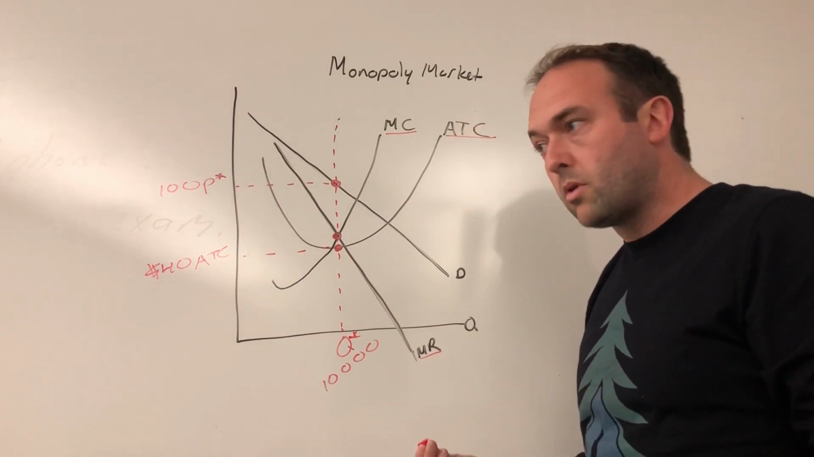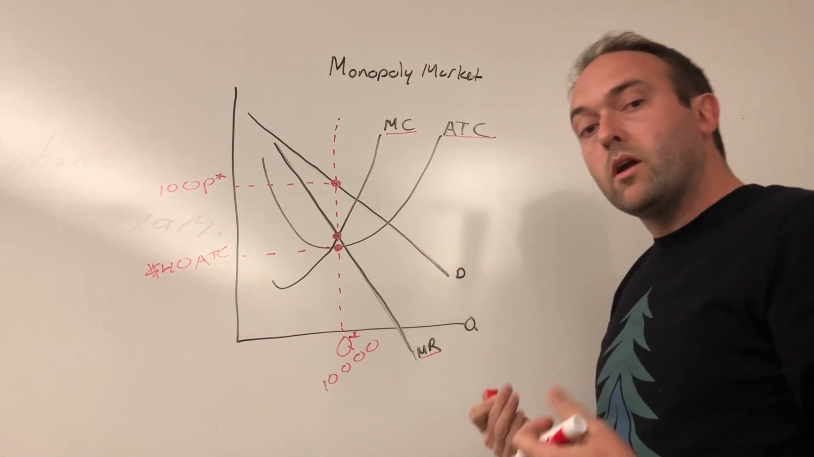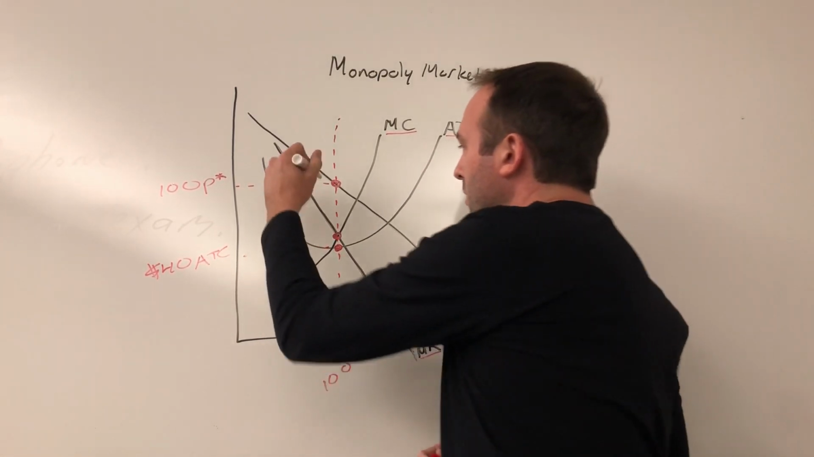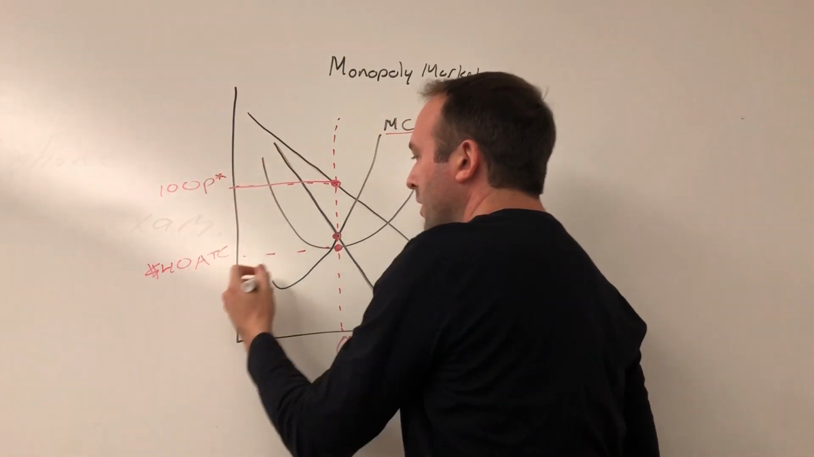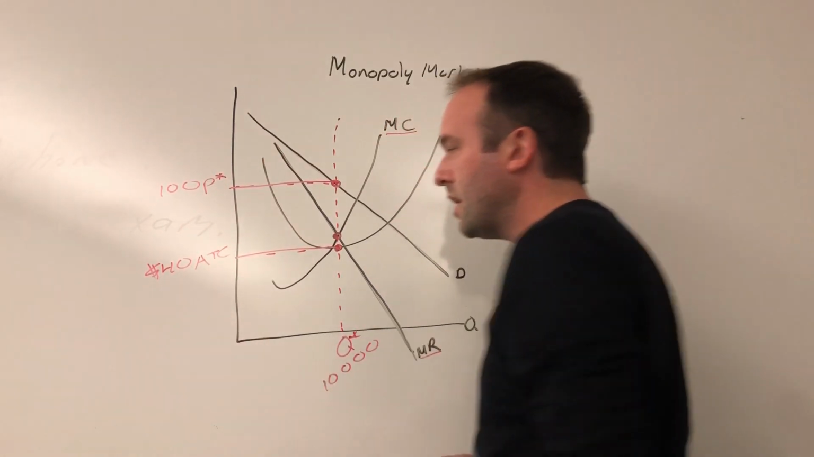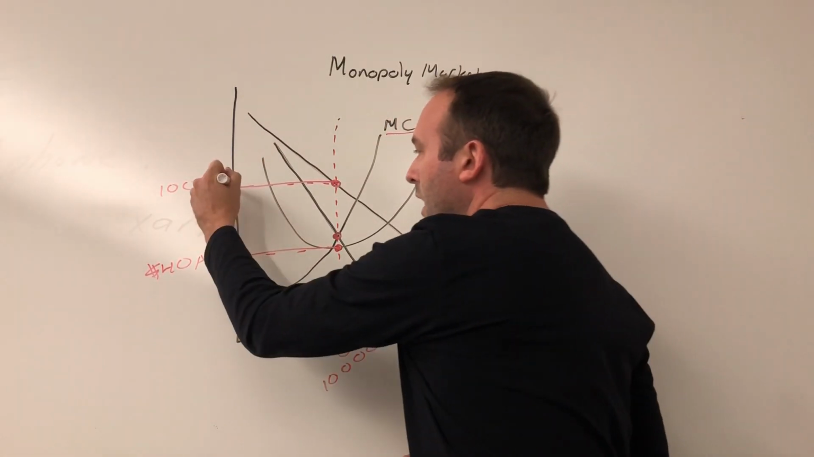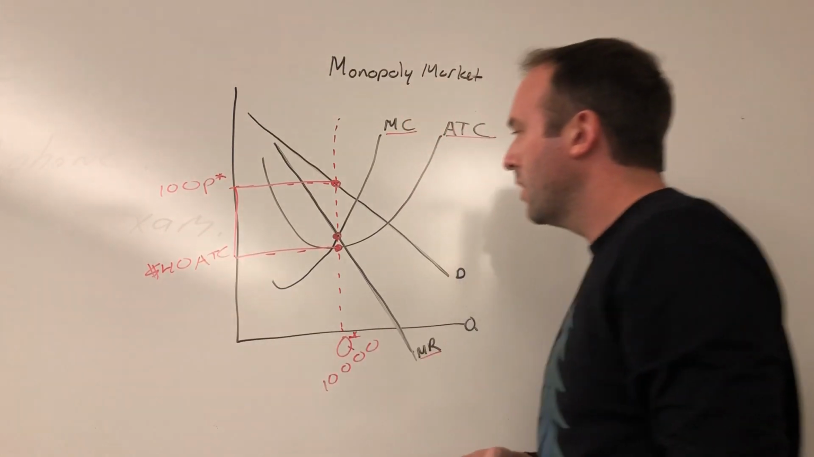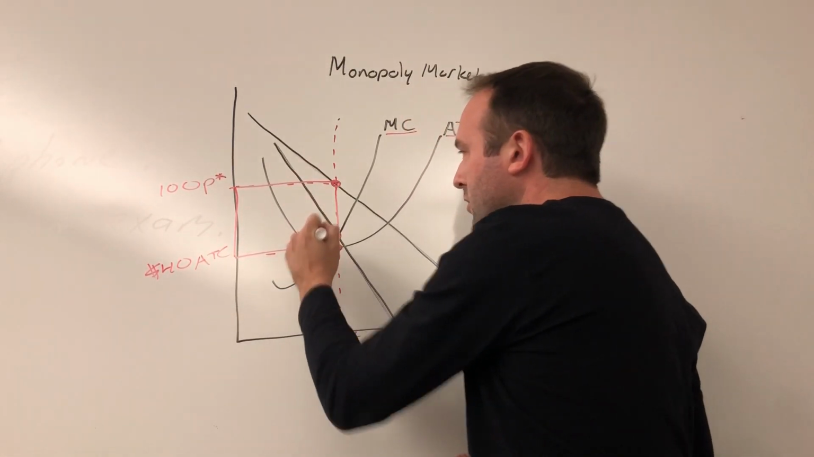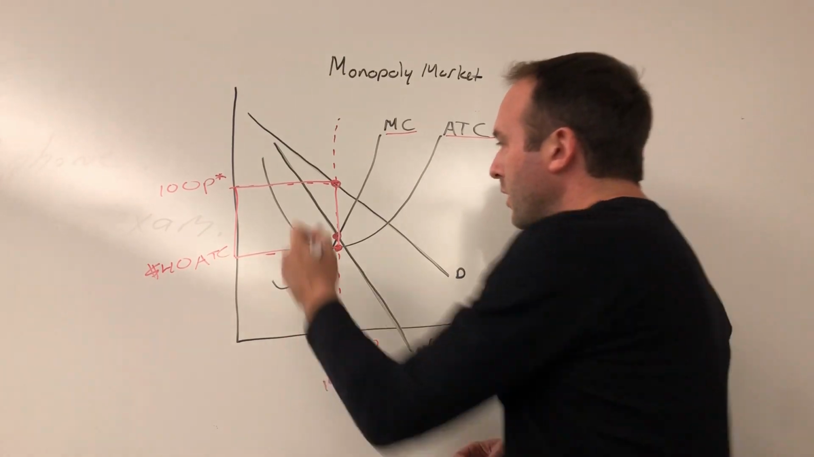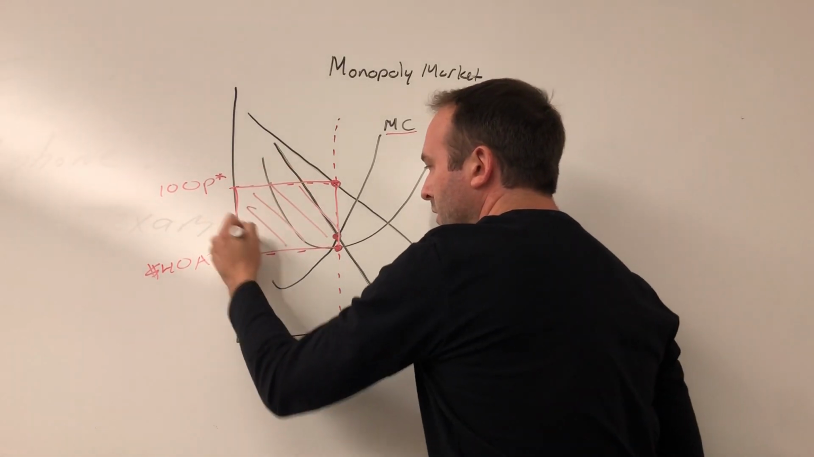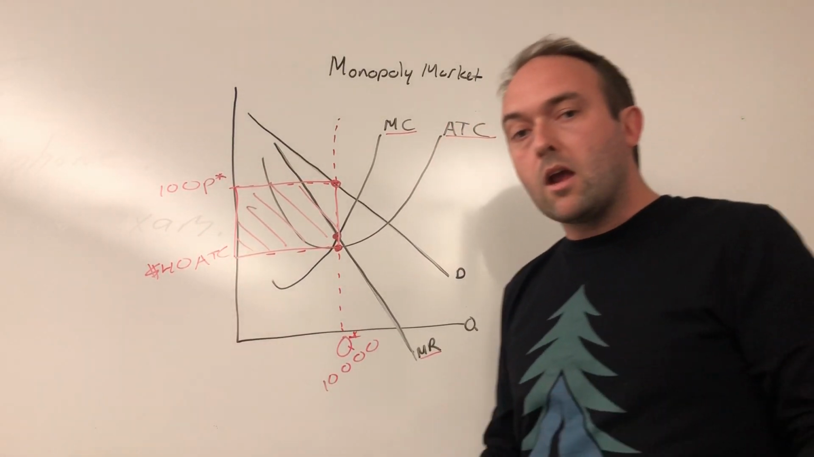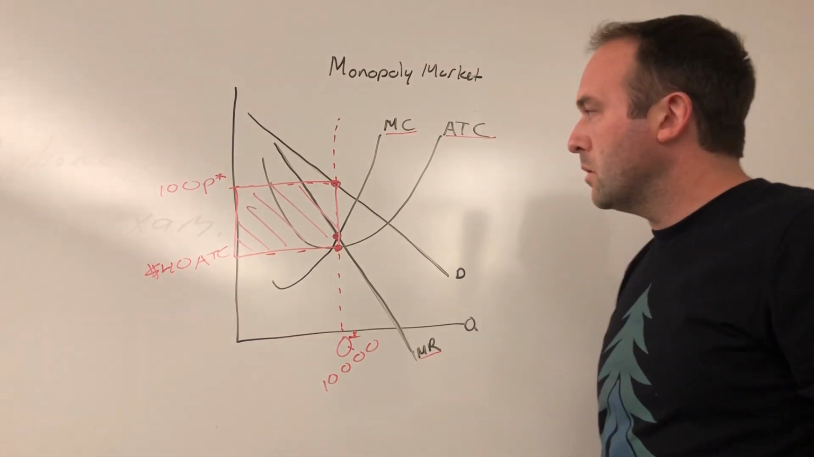So their total profit is going to be the area of this box. I call it the profit box. The top is your price. The bottom is your ATC if you make Q star number of units. The left-hand side is your Y-axis. The right-hand side is your Q star. So you've got a rectangle here that looks like this. If you calculate the area of that rectangle, that'll be the profit for the firm.